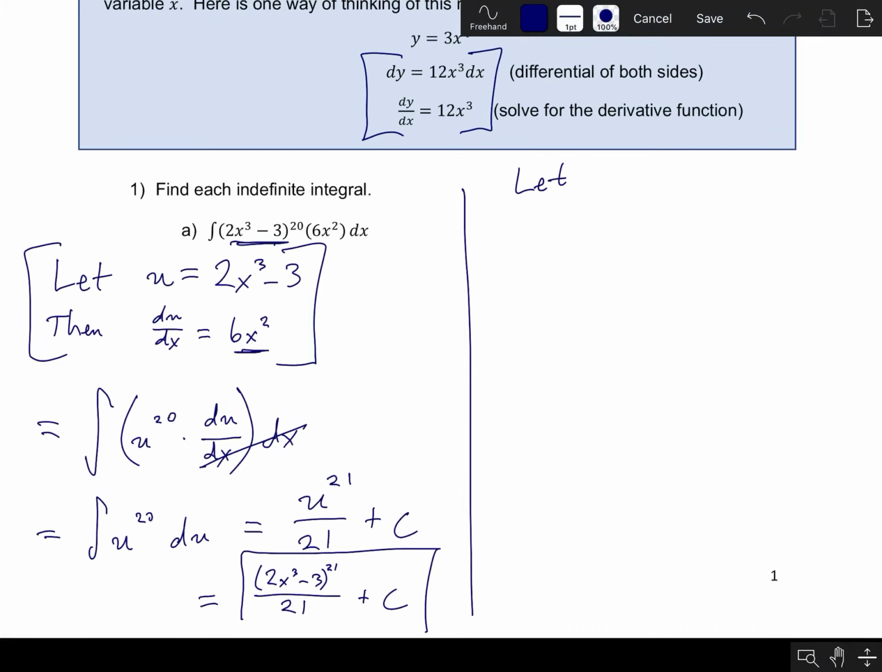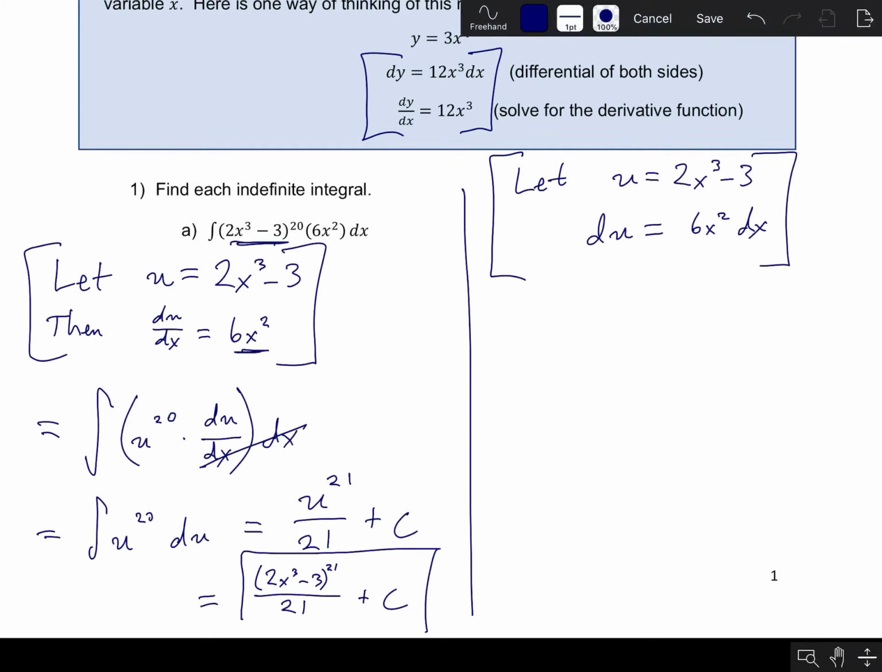So again, the strategy will be the same. I see an inside function and its derivative on the outside, so it's a good idea to let u equal that inside function, which is 2x cubed minus 3. Now the idea here is, instead of writing this in the fractional form, du dx, I'm just going to take the differential on both sides. So I would get that du is equal to the derivative of this right side times a dx. So this would be 6x squared dx.